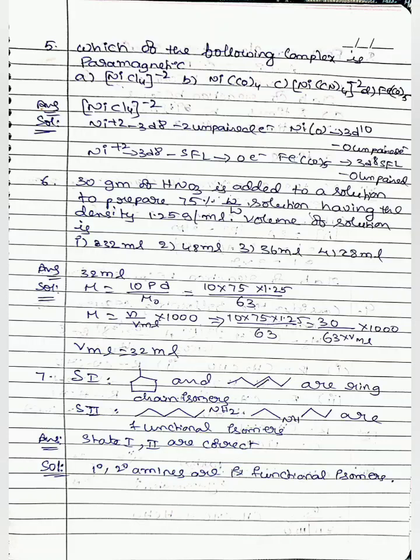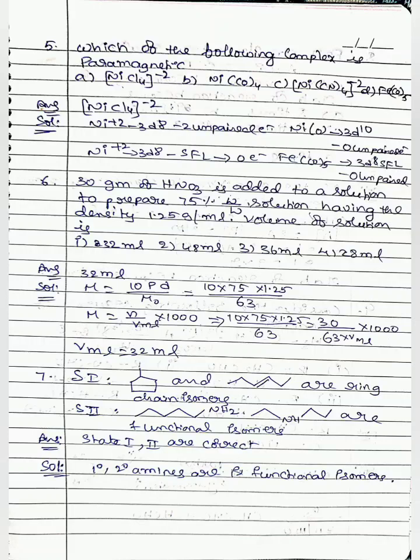Next, 30 grams of HNO3 is added to a solution to prepare 75% of solution having the density 1.25 gram per ml. Volume of the solution is. This time in the JEE mains exam, they asked particularly on this formula, that is molarity is equal to 10 into percentage into density divided by M0. So by just substituting the values, you will get the volume of the solution as 32 ml. Integer type question, I think.